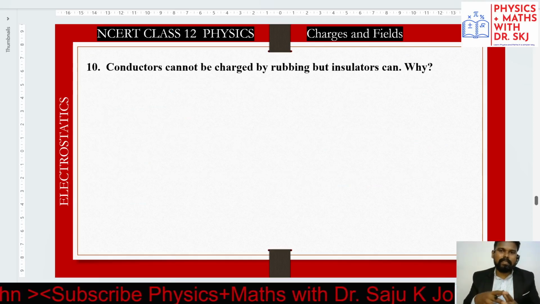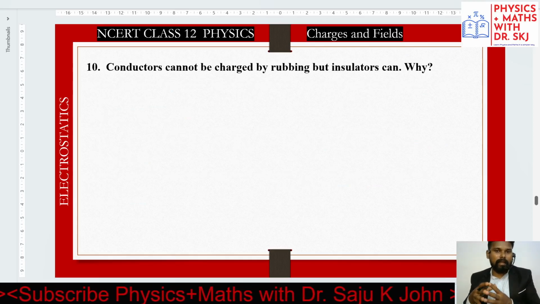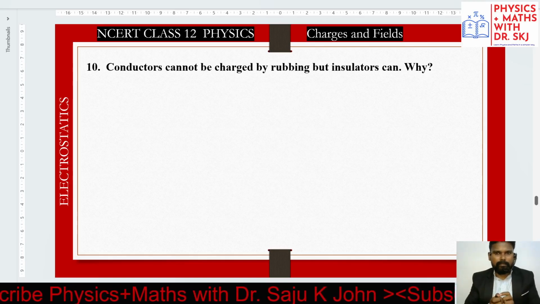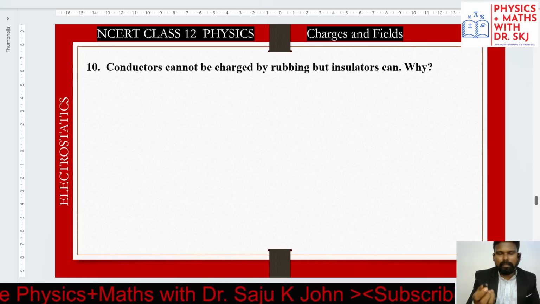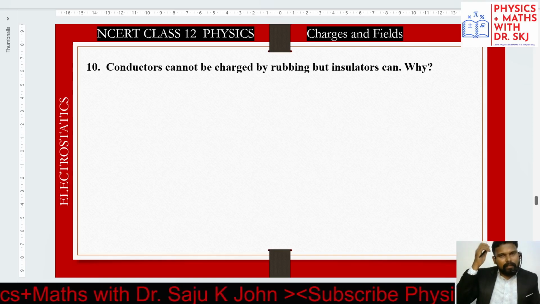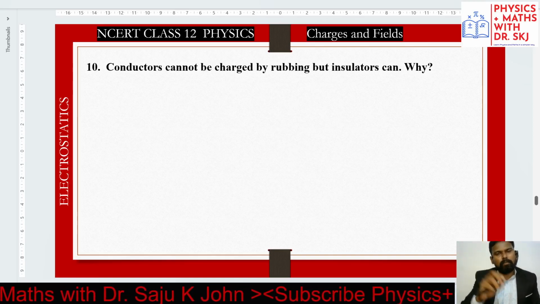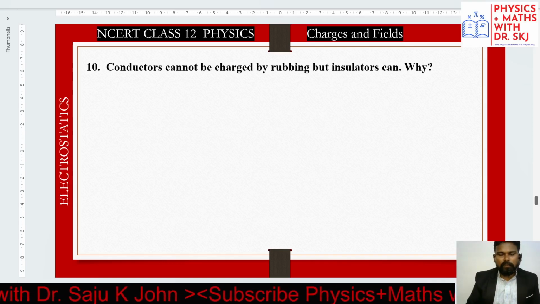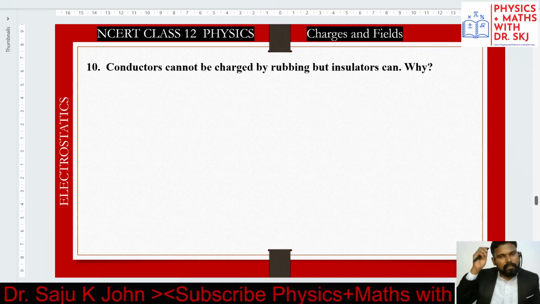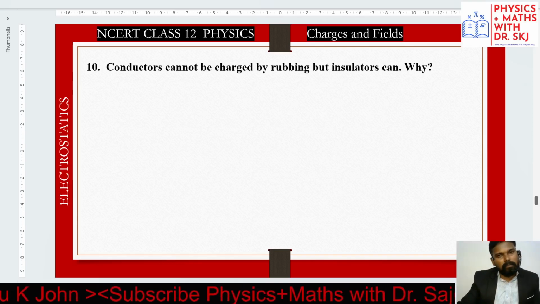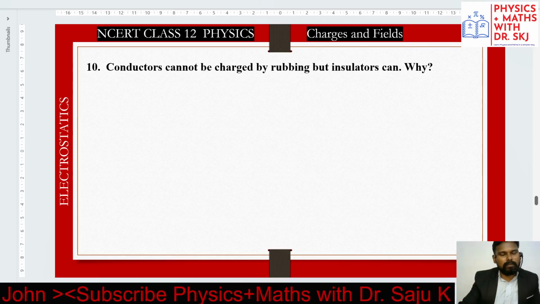Conductors cannot be charged by rubbing, but insulators can. Why? Suppose you have a copper plate or a key, which is a metal. If you rub the key with your hair, it will not be charged. You cannot attract small paper bits with that. But if you rub your plastic pen with your hair, it will be charged, and you can attract small bits of paper, small fibers of clothes, etc.